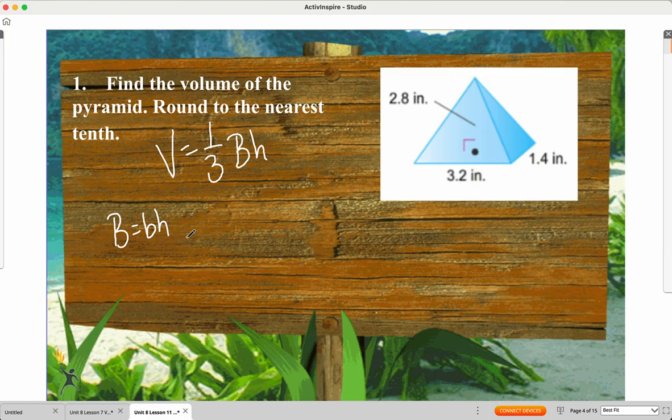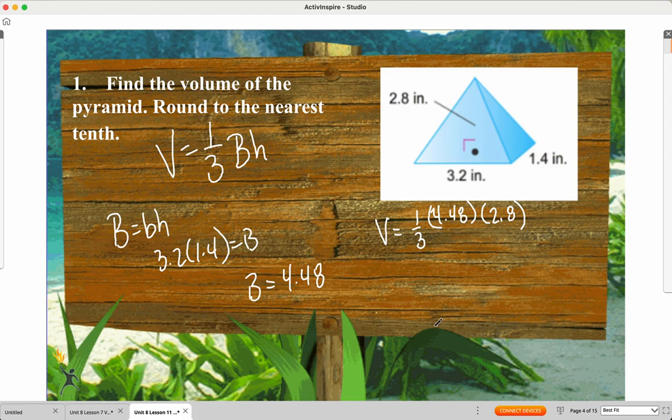So again, I love having our calculators nearby. 3 2/10 times 1 4/10. We get a big B, so 3.2 times 1 4/10 equals big B. So our first case is big B is 4 48/100. So now we can put it into our next formula. Volume equals 1/3 of 4 48/100 times our height, which is 2 8/10.